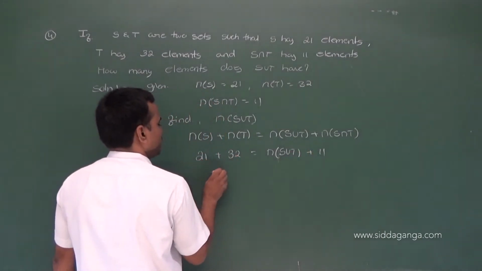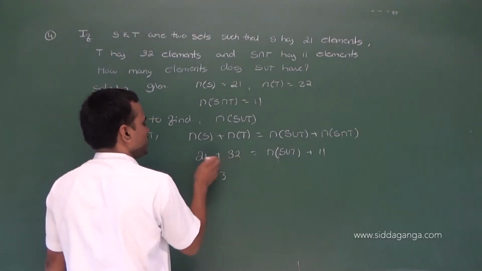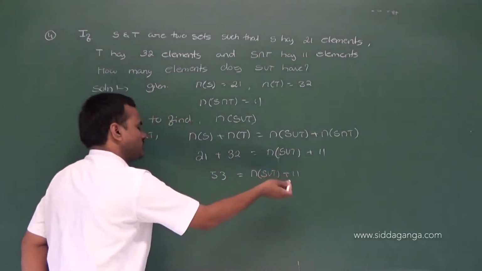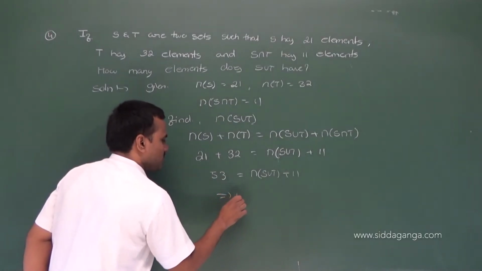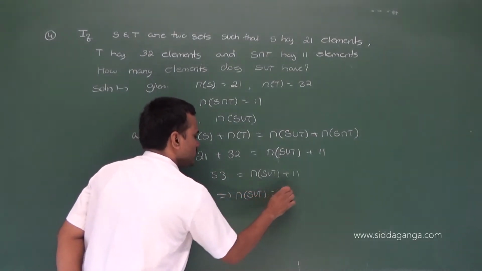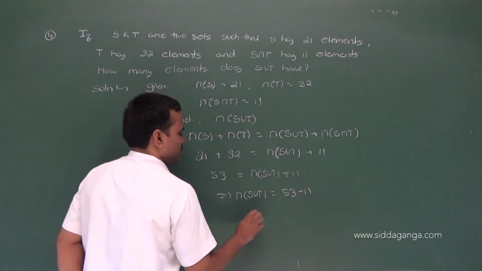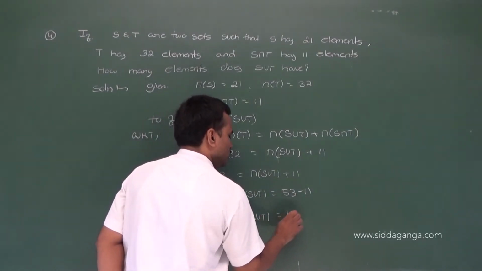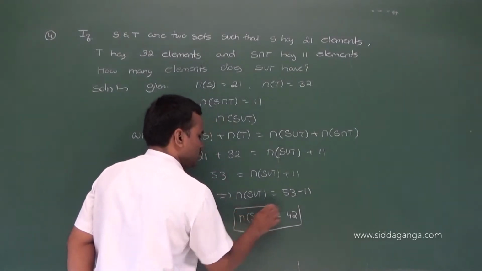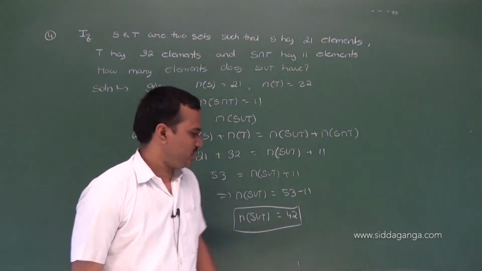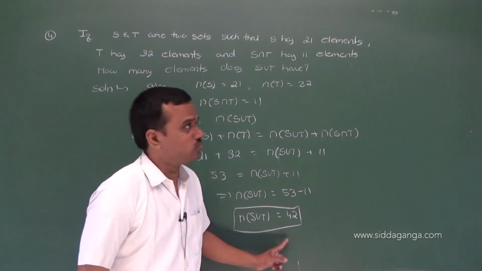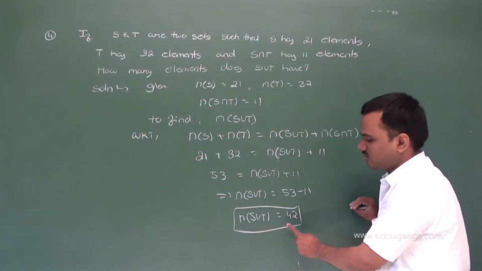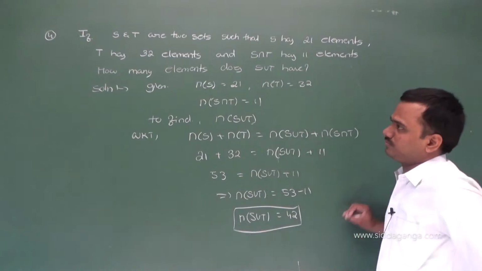So this is how much? 53, correct? 2, 1, 3, 3, 2, 5, 53. 53 equals N of S union T plus 11. I shift plus 11 from the right side to the left side. That implies N of S union T is equal to 53 minus 11. So N of S union T is 42. Correct? See the problem very carefully. Same type of problem. N of S union T is equal to 42. Next problem.